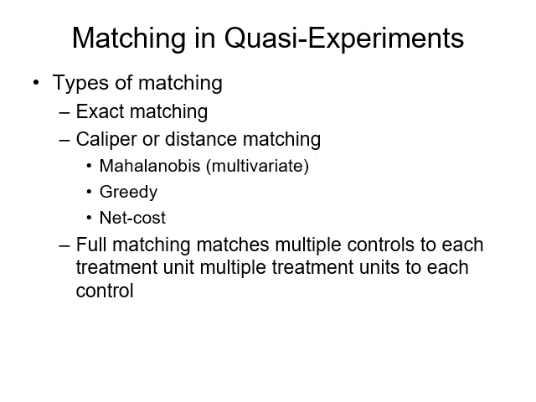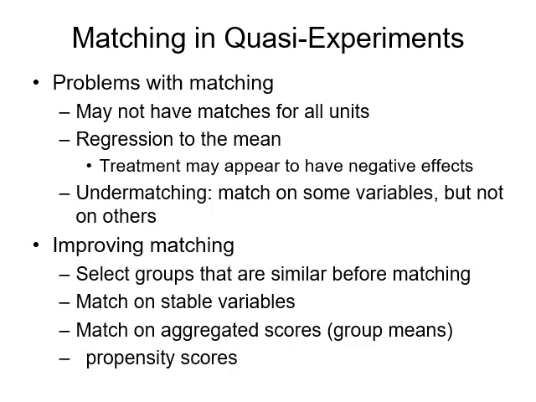So full matching matches multiple controls to each treatment unit, and multiple treatment units to each control, and full matching is exact matching. We may lose a fair amount of participants. So the problem with matching, we may not have a match for all units. So again, we may lose some participants.